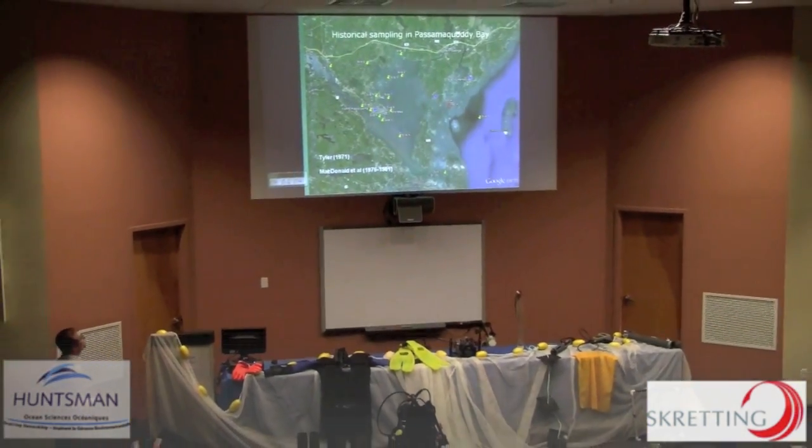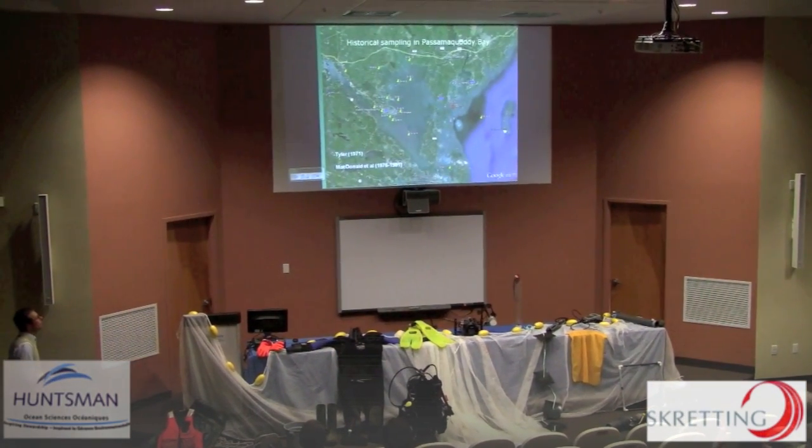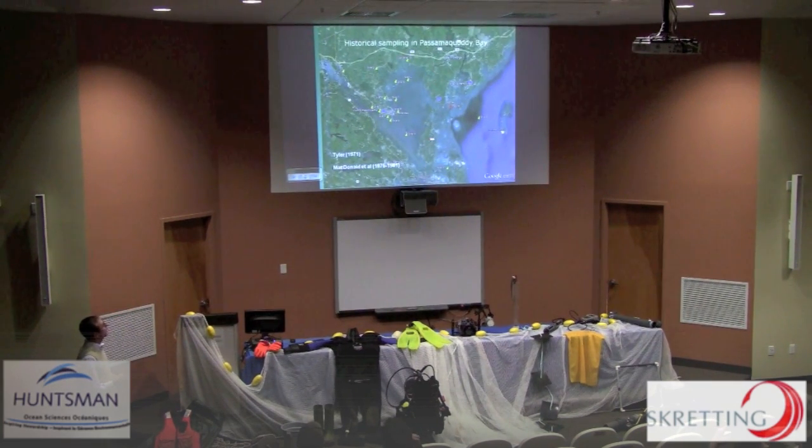Fortunately, we have an historical sample to work from. 30, 40 years ago, there were some scientists at Fisheries and Oceans that went out and did some sampling for fish in the Passamaquoddy Bay area. And all the little yellow pins here represent the sites where they either took a beach seine, like this, or they used a gill net, or a trawl.